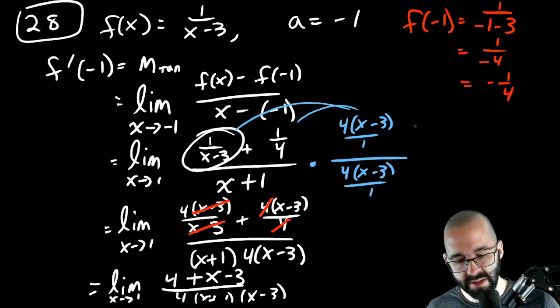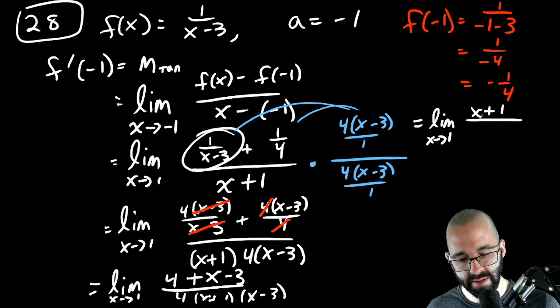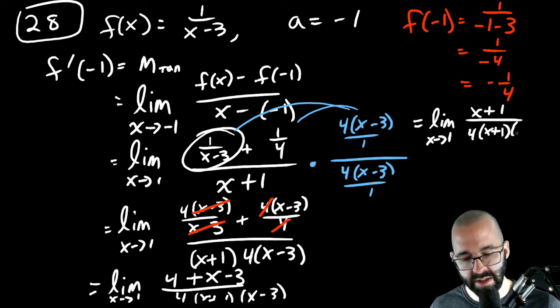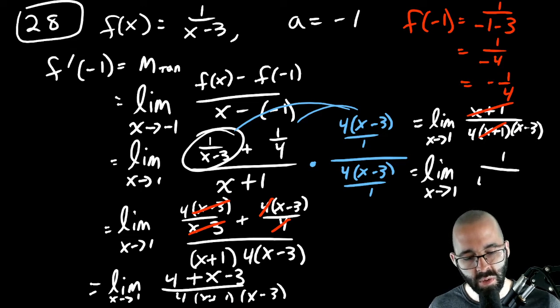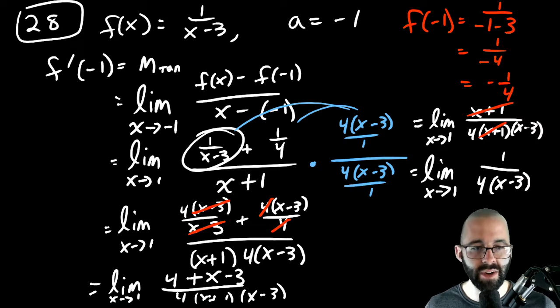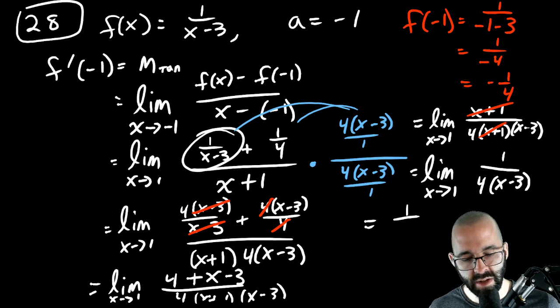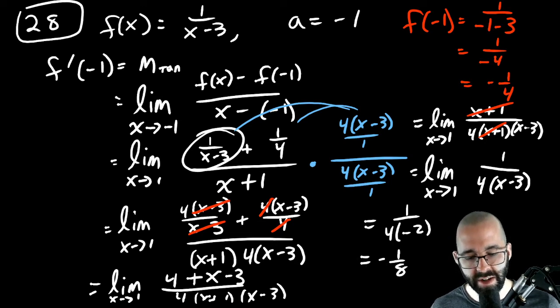So we're getting close. Let's just simplify the top a little bit. Limit as x goes to 1. 4 minus 3 is 1. We get x plus 1 on the top. Bottom is 4 times x plus 1, x minus 3. Very nice. The top has a factor of x plus 1. The bottom has a factor of x plus 1. And we're almost done. 1 over 4 times x minus 3. We can now use direct substitution. This limit is 1 over 4 times -2, or -1/8. That's the slope of our tangent line right here.